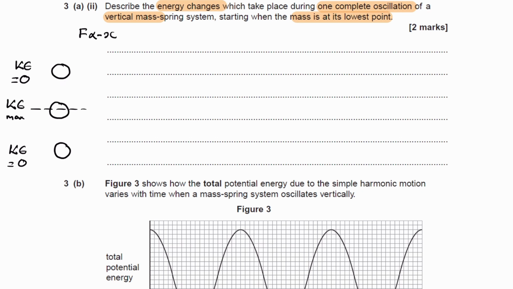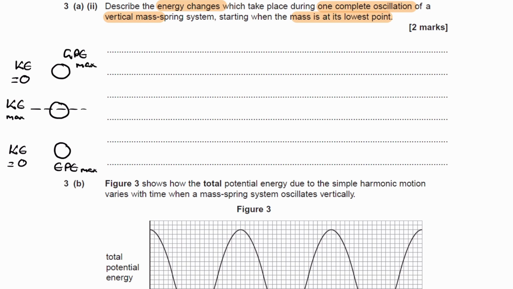For the potential energies, at the bottom, elastic potential energy is a maximum, and the reason for that is because this mass is attached to some kind of spring. Let's say here's a ceiling, here is our spring. The spring will be the most stretched when the mass is in the bottom position, so we have the most elastic potential energy. As it rises, that elastic potential energy decreases and it gets converted to gravitational potential energy. So here, the mass is in its highest position, so GPE is a maximum.